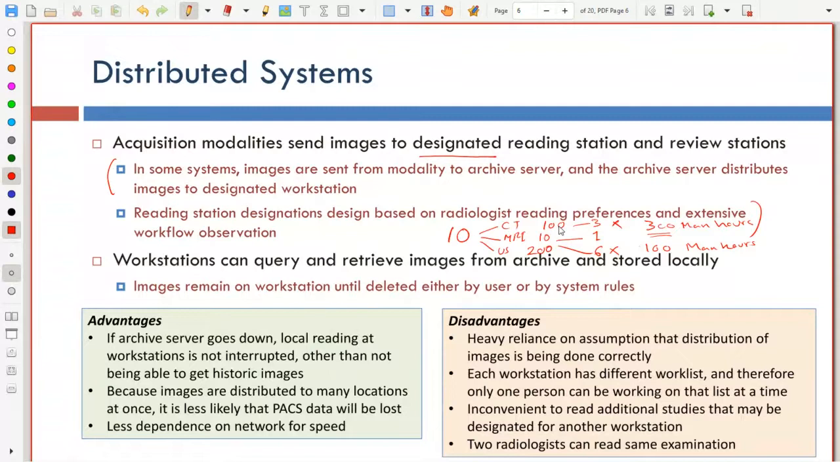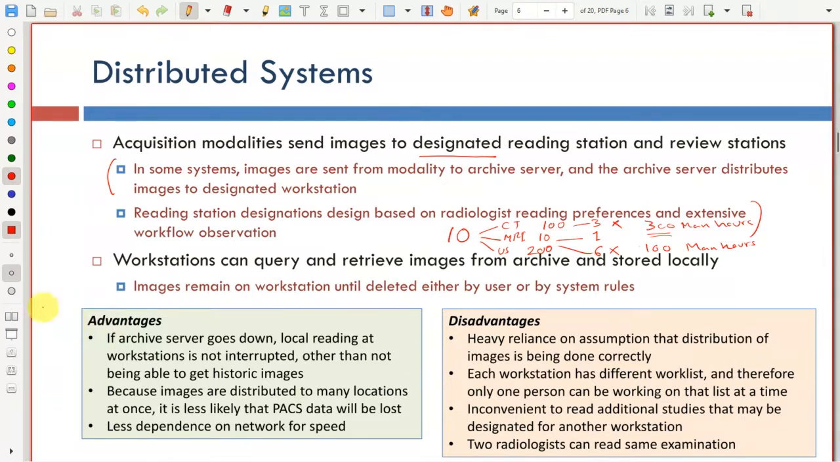But the problem is it's usually very difficult to predict how the workflow will be, and it's usually not sustainable. Sometimes you have many cases of certain modalities, sometimes you have others. So the variations would cause congestion in some workstations and a lack of utilization in others. This is usually one of the key problems that you're going to face with distributed systems.